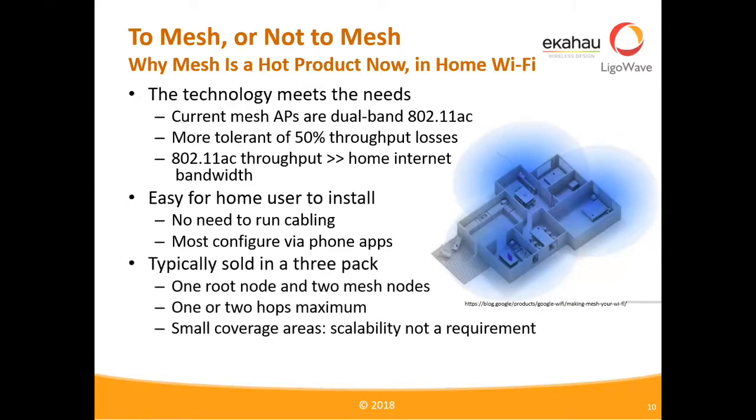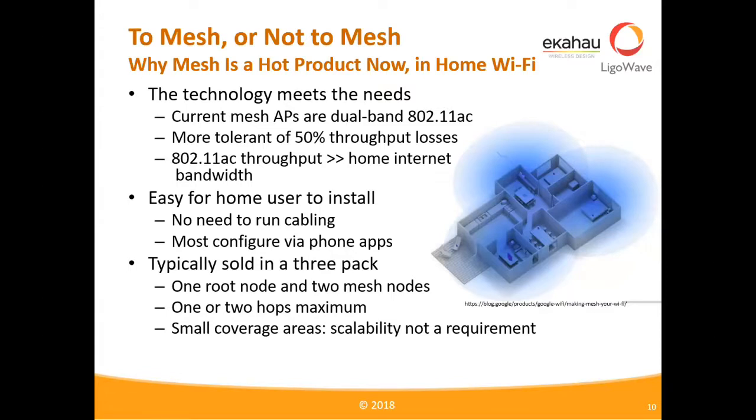Many vendors sell this in the 3-pack. That's very common to see amongst multiple vendors. And typically you would configure this as 1 root node that's plugged into your cable modem and 2 mesh nodes that are elsewhere throughout the house. So you're really only talking about 1 hop and at maximum 2 hops in the area, because for a small coverage area like a private home, I don't have to worry about scalability.